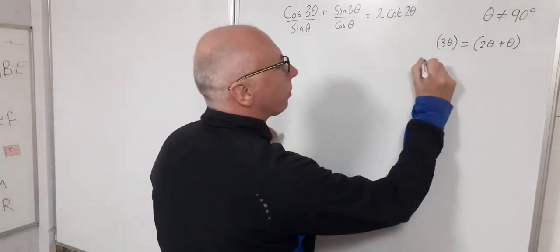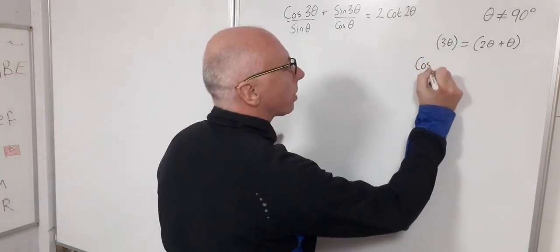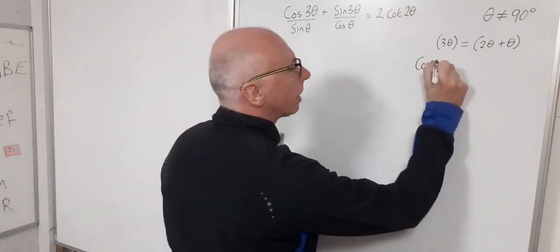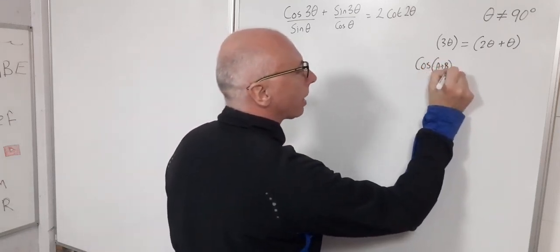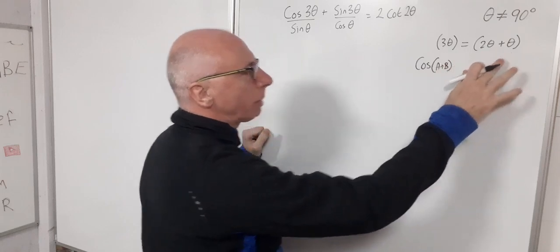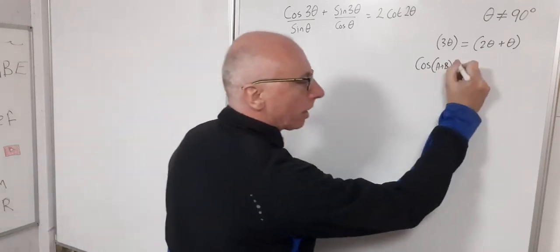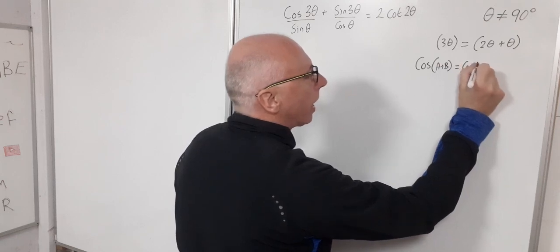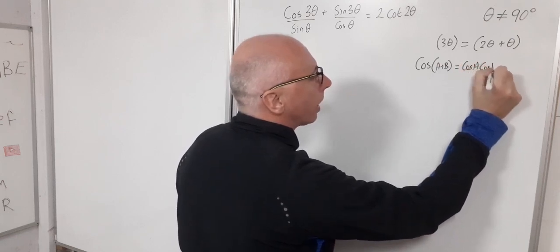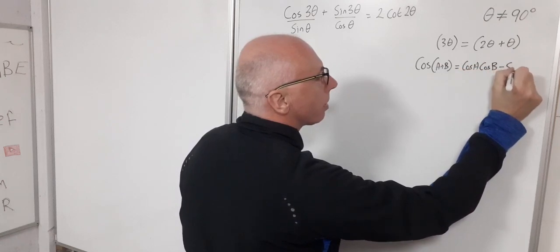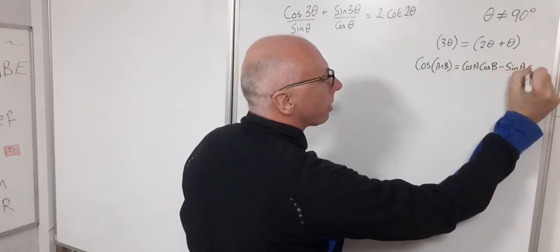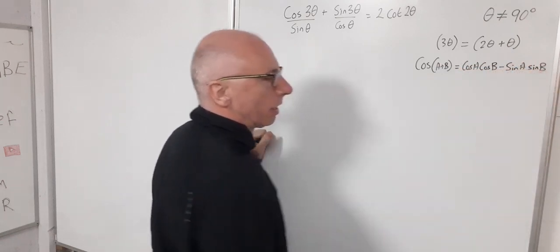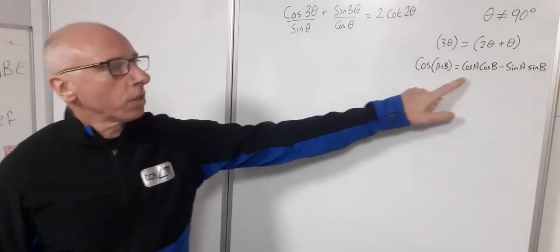So the sum rule for cosine, what we could say is the cosine of a plus b. So in this case we'd maybe set a to 2 theta and b to theta. That equals cosine a cosine b minus sine a sine b. So that's the sum rule for the cosine.